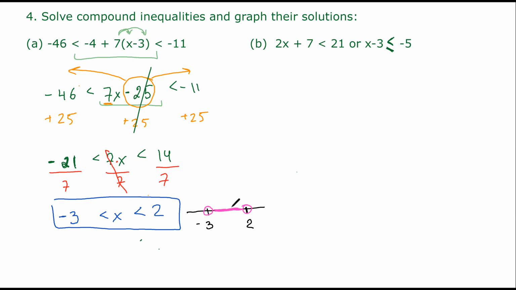Excellent. Now, with the item B, since we do have this or, it means that we will be solving these inequalities separately from each other. So what I will ask you to do is to solve them. And then we will look at the inequalities that we got, right? We'll graph them and we'll make a conclusion there. It will be an interesting conclusion.